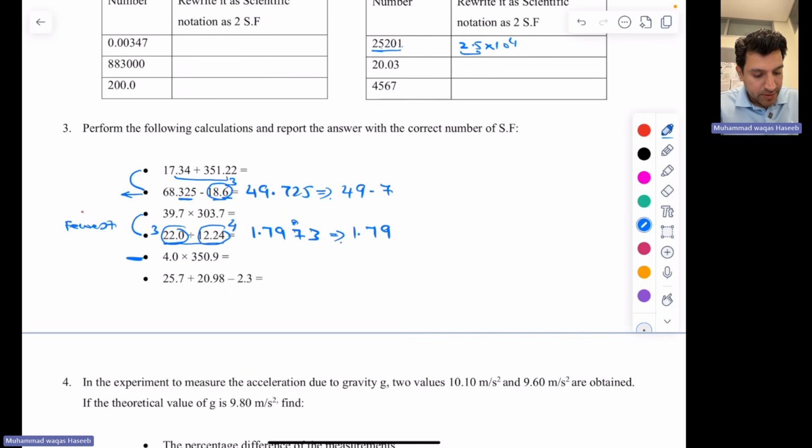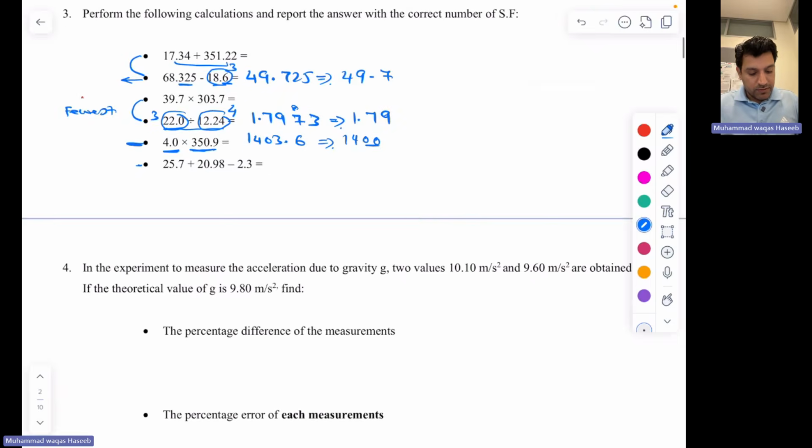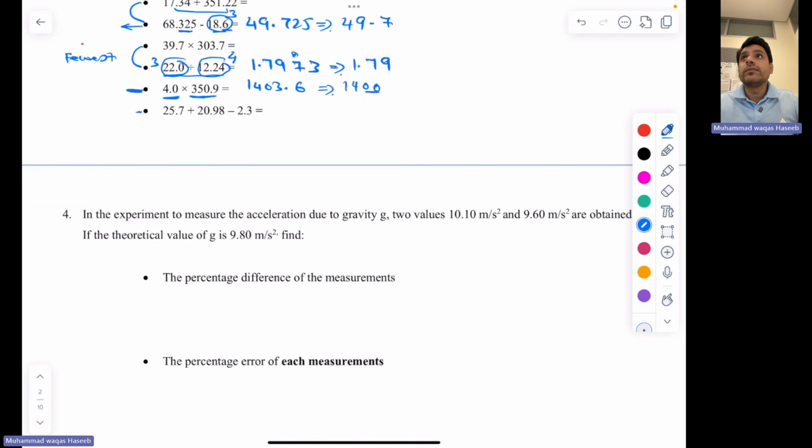This is a multiplication example. This has two significant figures and this has four significant figures. When we multiply 4.0 by 350.9, you will get 1403.6. You need to express it in terms of two significant figures, so you can write it as 1400, because these two zeros are not significant. Great, so now we get the value.